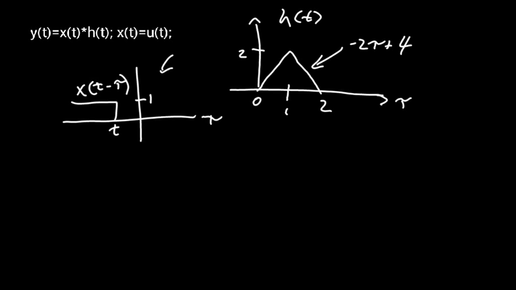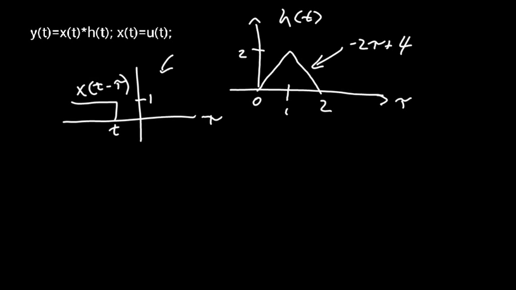We decided to flip and shift this one as it would be easier than trying to flip and shift the h of t. And since we know that the convolution property allows any order in which to convolve them, we're just going to use this method because it's easier.